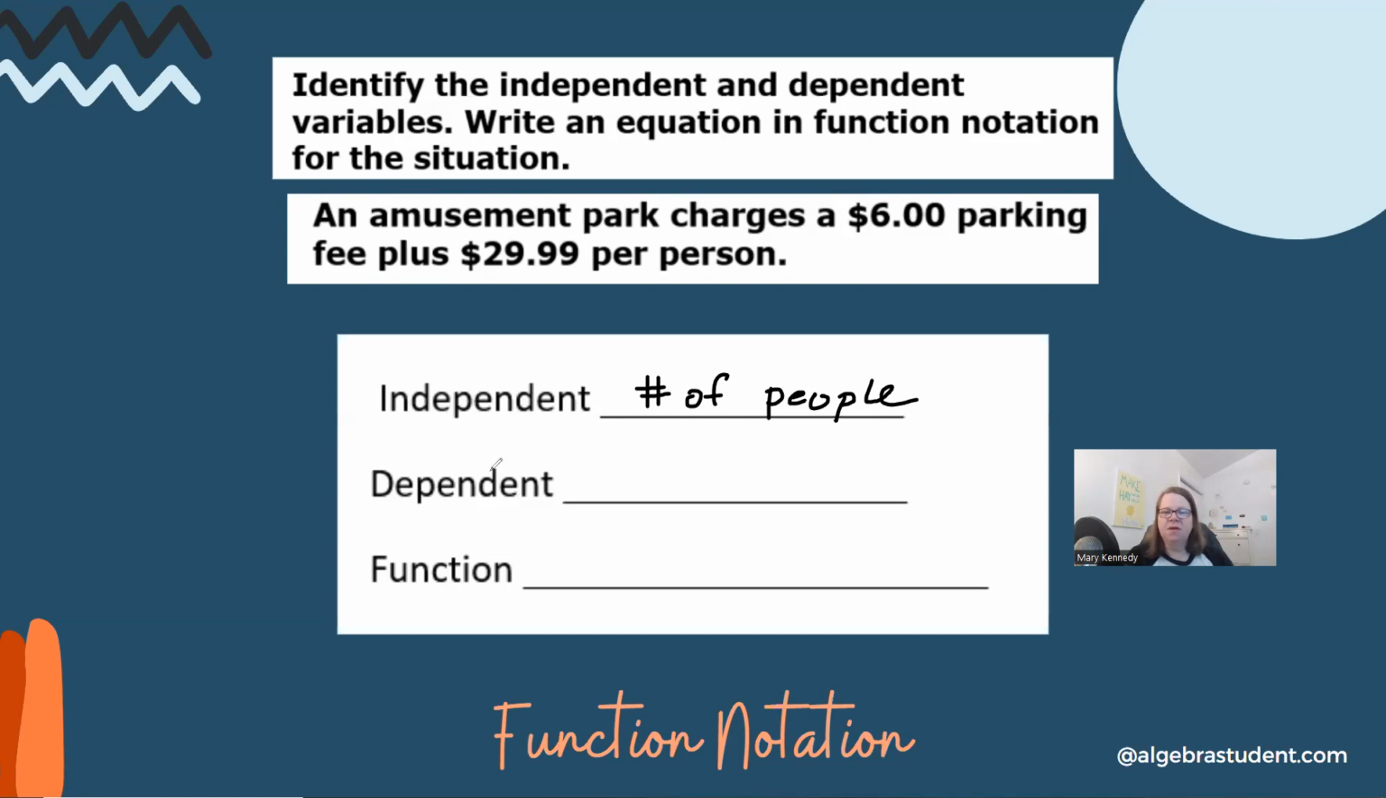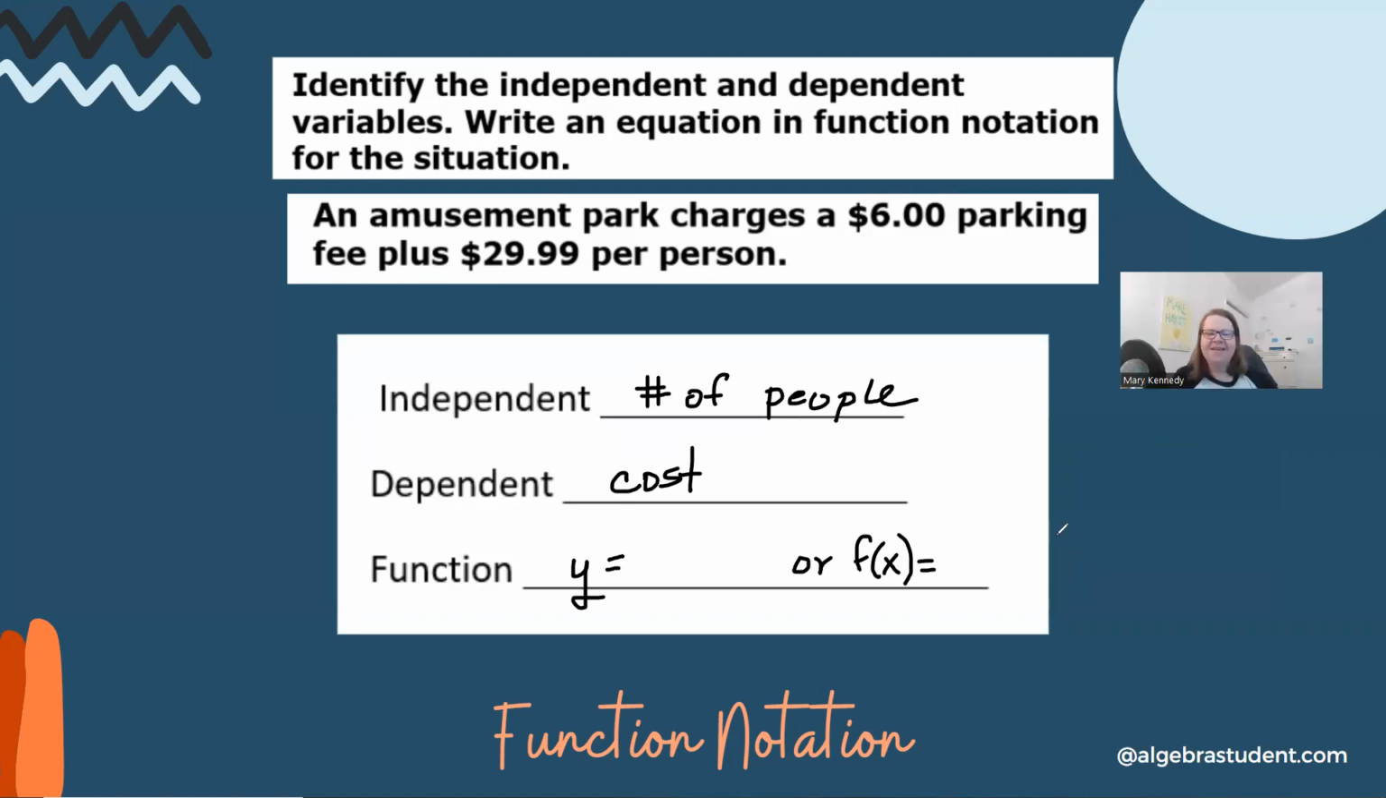The dependent variable is the total cost to get in, right? The cost to get in depends on how many people are coming. I think it's easier to think of it that way personally than to start with the independent, like which depends on the other. The cost to get in just depends on how many people are going to be in the group that you're paying for. And so the function here is y equals, or it can be written as f of x equals.